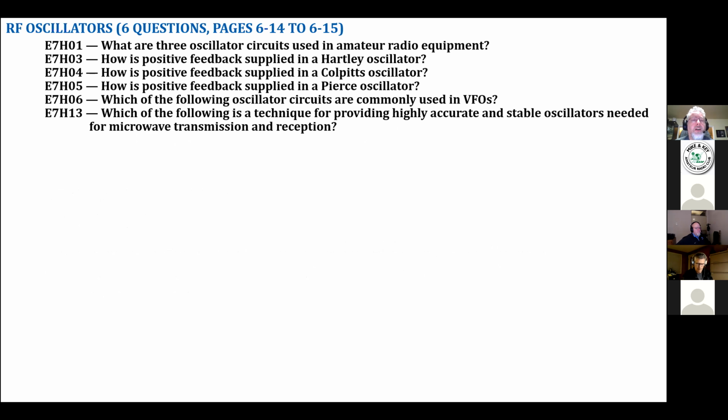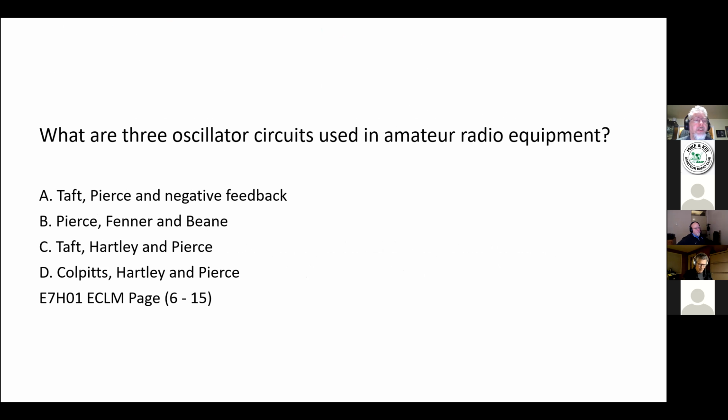Six questions for RF oscillators. What are three oscillator circuits used in amateur radio equipment? A, Taft, Pierce, and negative feedback. B, Pierce, Fenner, and Bean. C, Taft, Hartley, and Pierce. D, Colpitts, Hartley, and Pierce. Delta is correct.